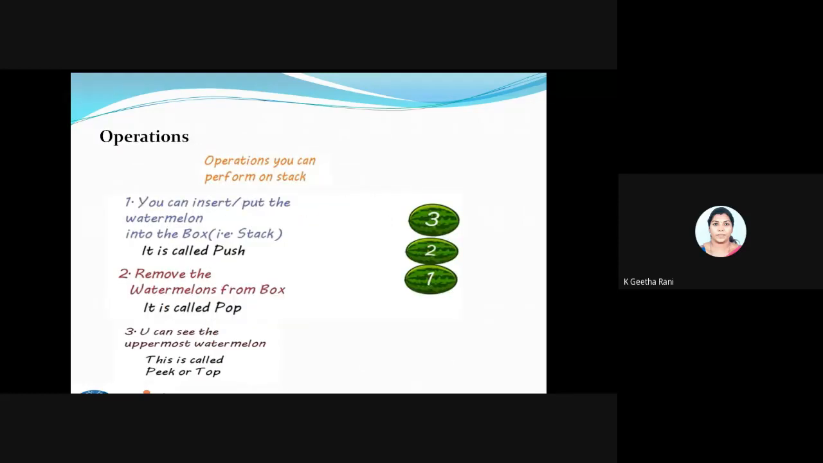It's the operations. We saw that we are going to store the data in a stack. Next we are going to see what operations can be performed on a stack. Again I'm taking the same watermelon example to make it clear. My first point is I need to put the watermelon inside the box, that is, inside my stack. I'll call this operation a push operation.